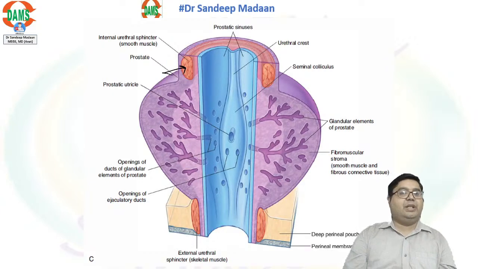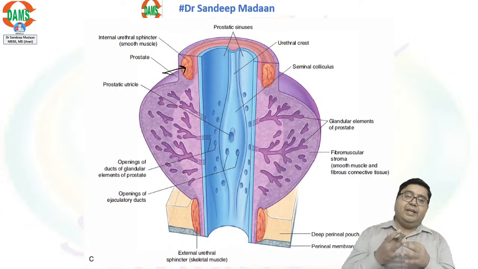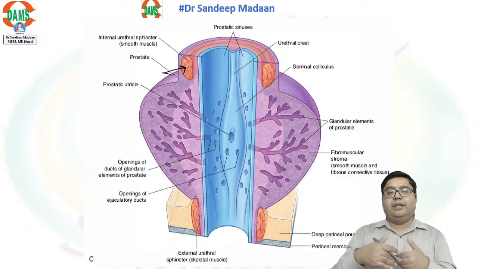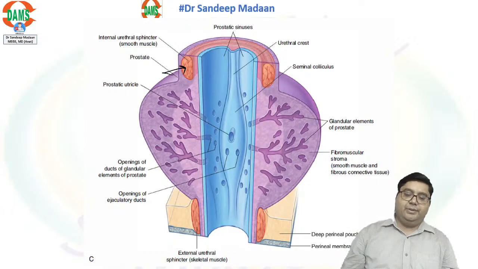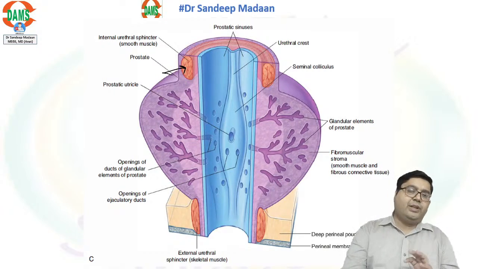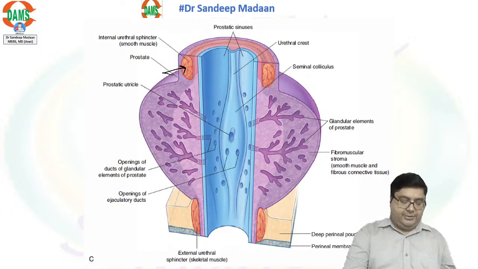What other things can be asked is the prostatic venous plexus and their connection, because in a carcinoma prostate case, accordingly it can spread to various areas. Okay, the lobes and the zones of the prostate are also very, very important. Those are more important from the surgical point of view, right?